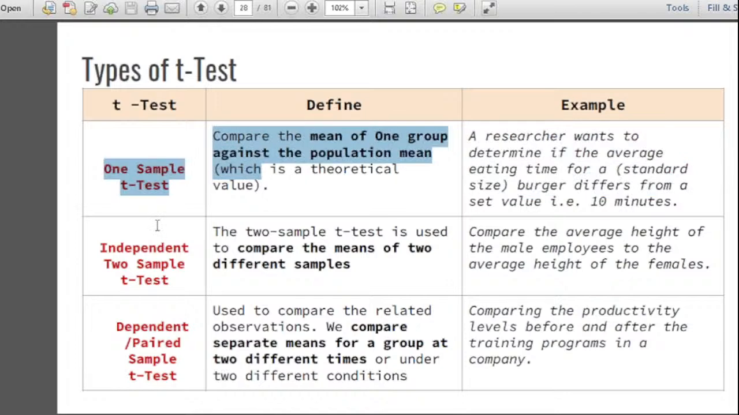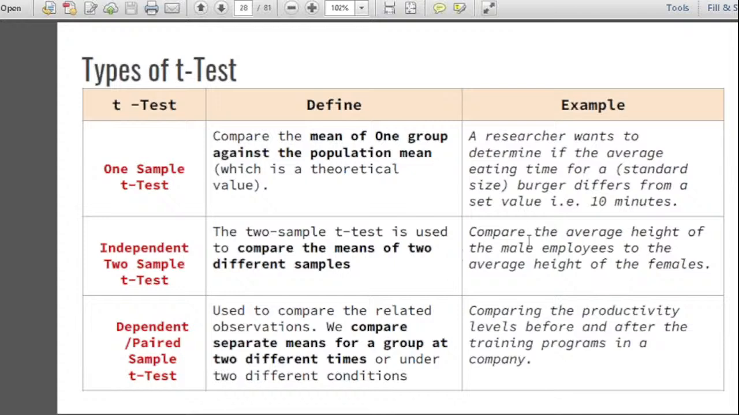Then the independent two sample t-test. The two sample t-test is used to compare the means of two different samples. It means you compare the mean of two different samples and check whether they belong to the same population or not.